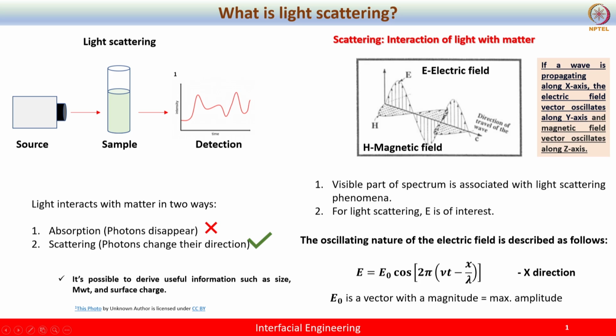The other one is scattering. Here, photons change direction, sometimes amplitude. This is what is readily used for the light scattering technique, because you can at least collect some information and extract useful information to find things like the size of a particle, polymer, or biological sample, molecular weight, and surface charge. All these parameters can be determined.